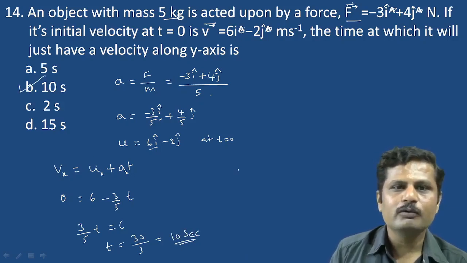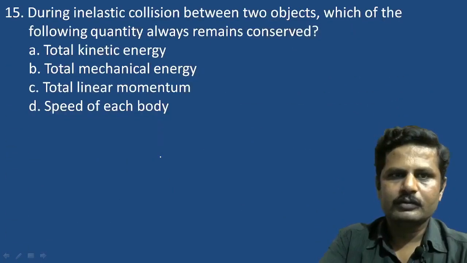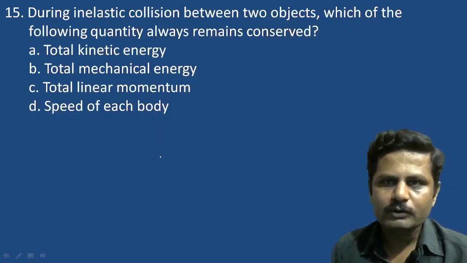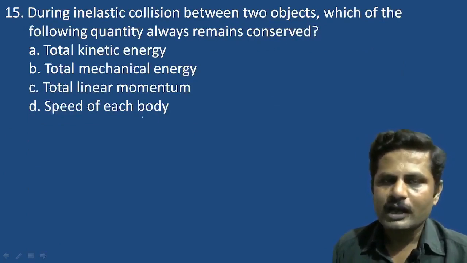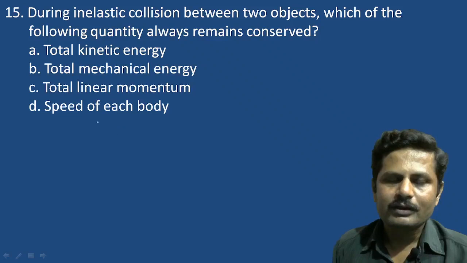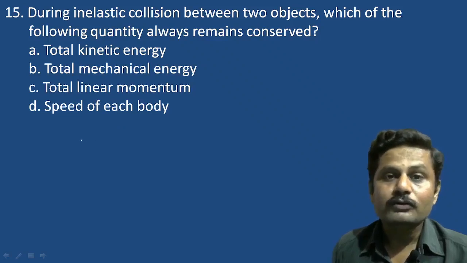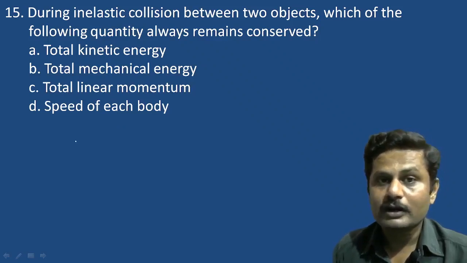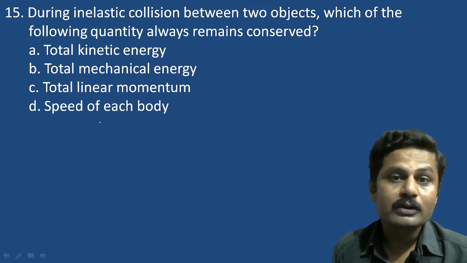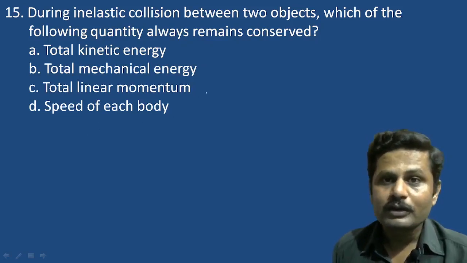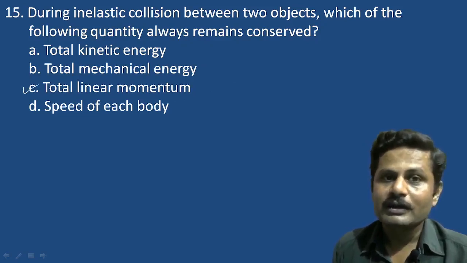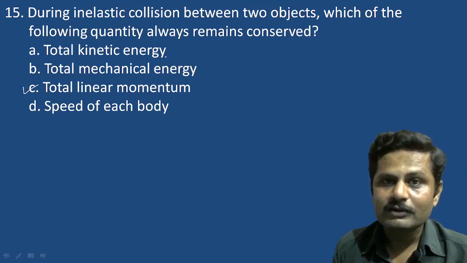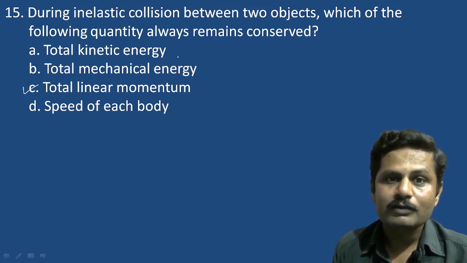Okay, let's move to the next question: during an inelastic collision between two objects, which of the following quantities always remains conserved? As we all know, during the collision no external forces are acting on the colliding bodies. So therefore the total linear momentum is always conserved in all types of collisions, but the kinetic energy is not conserved in all types of collisions.